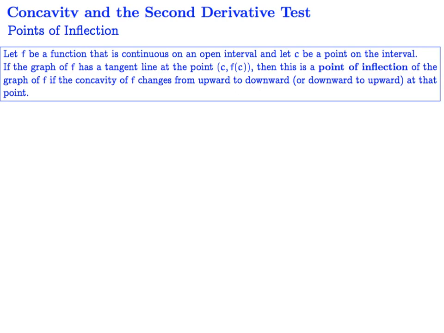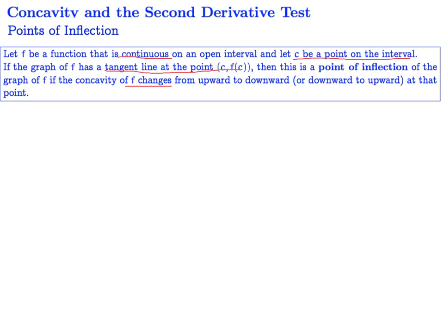A point of inflection, in your gut, should be a place where the concavity changes nicely, but we need to make sure we follow some technical rules. First, we need to make sure the function is continuous at that point, which we're going to call c. We need to make sure it has a tangent line at this point, and it will be called a point of inflection as long as the concavity changes there. It has to go from concave up to concave down, or down to up.